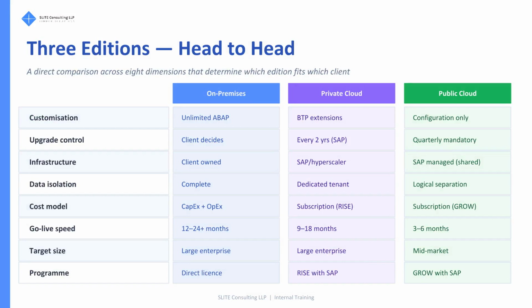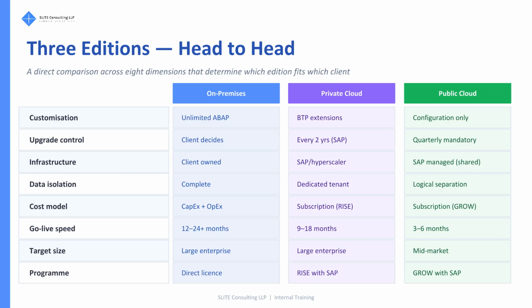This slide brings the three editions together in a single side-by-side comparison. Let us walk across the 8 dimensions, contrasting the editions one row at a time. The headline pattern: as you move from on-premises to private cloud to public cloud, customization freedom decreases, SAP takes over more of the management and upgrade responsibility, and go-live gets faster. On-premises gives unlimited ABAP and client-controlled upgrades. Private cloud allows BTP extensions with SAP-managed 2-year upgrades.